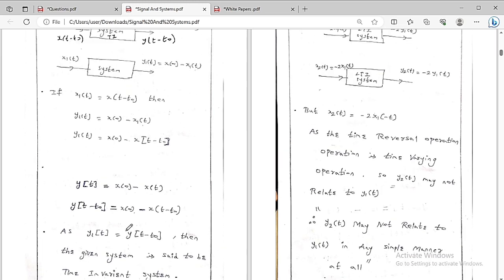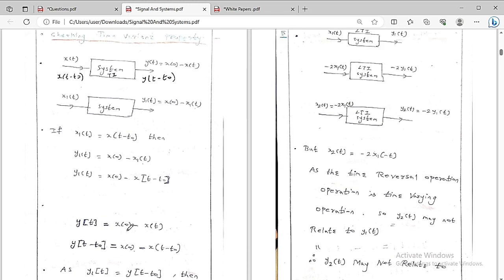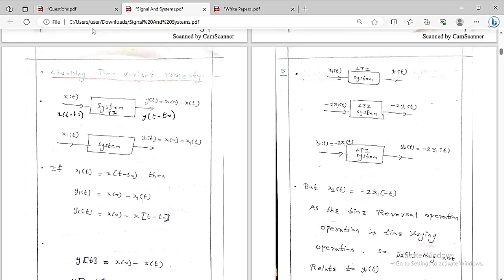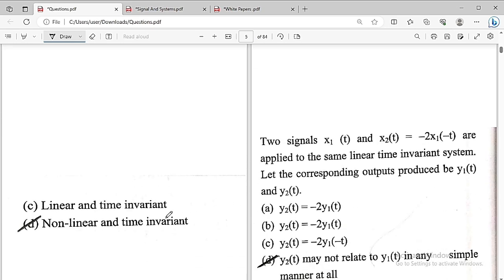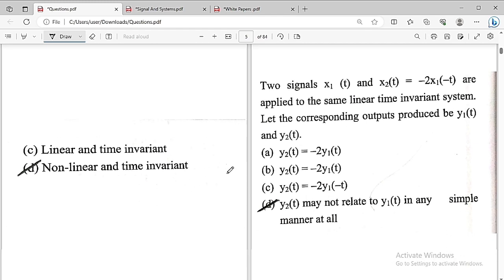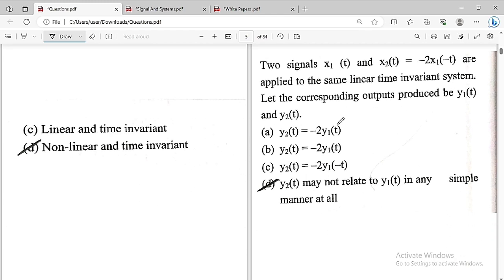So what can I say finally? Finally, I can say the given system is a nonlinear system as well as a time invariant system. So this is the correct solution of this question. Therefore, we can say the given system is a nonlinear as well as a time invariant system. So now let's go for the other question.